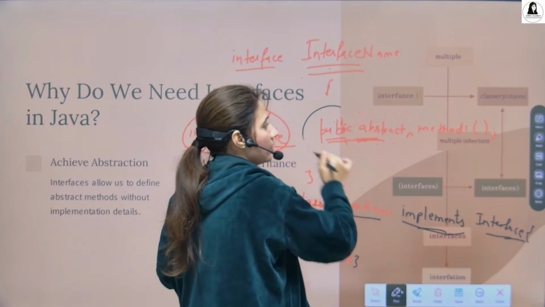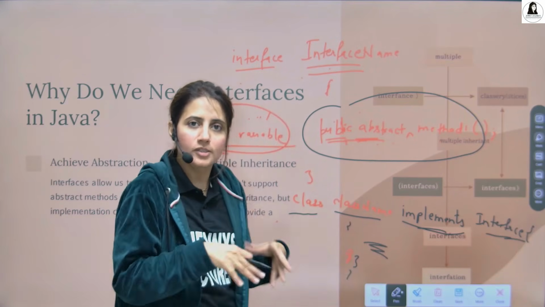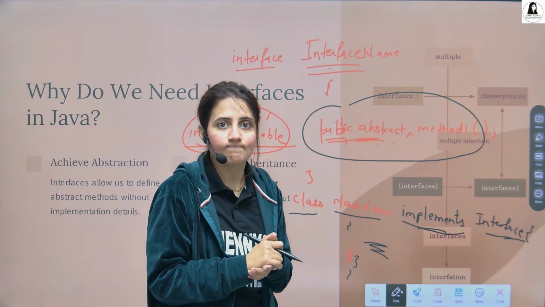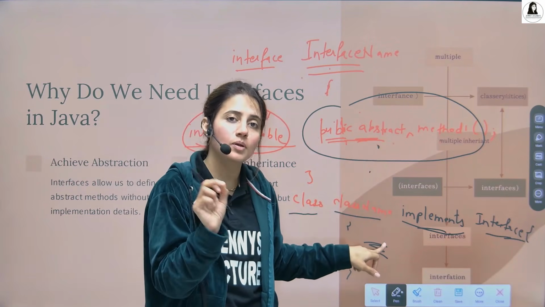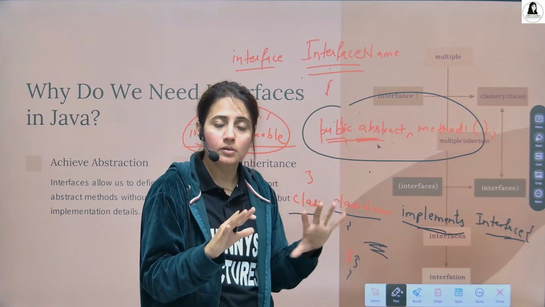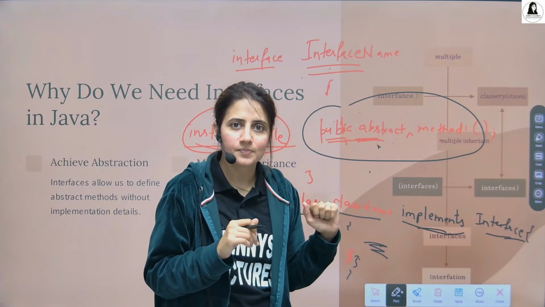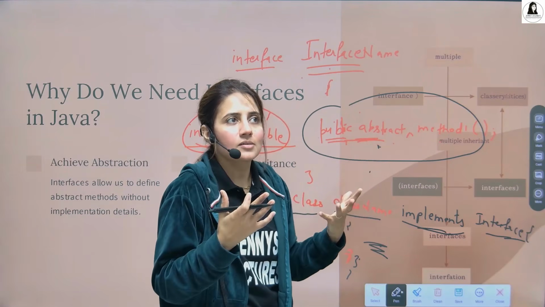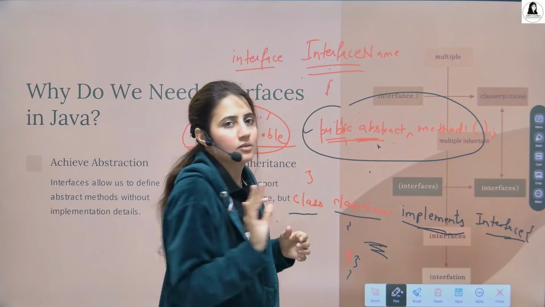And whatever the abstract methods are in that interface, the class must implement those methods, because these are abstract methods having no implementation, but the class must implement all the abstract methods in this interface. So it is also like a contract, right? And with interfaces, before Java 8, there were only abstract methods.